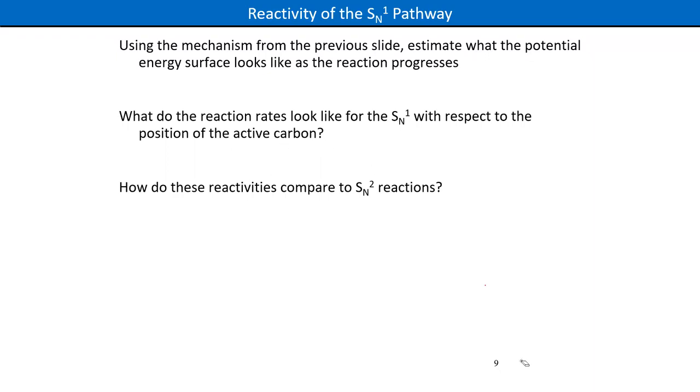Go ahead. Well, I was going to answer your question. I wasn't sure. Yeah, go ahead. So you're saying that it only happens with tertiary carbons because they're the most stable, and that's the ones that can handle being this slow of a reaction. Is that what you're asking?